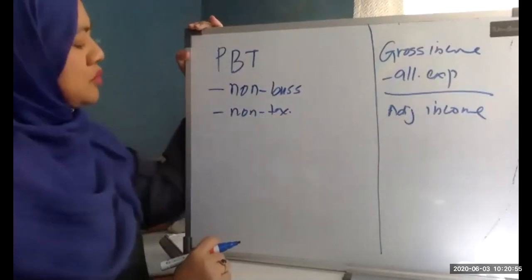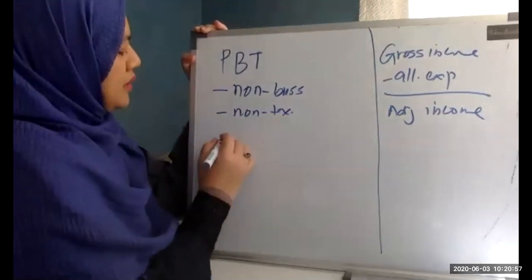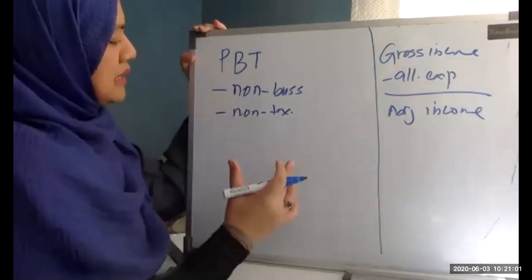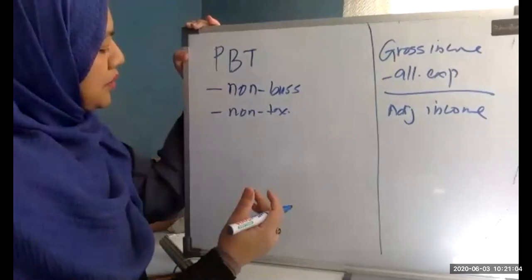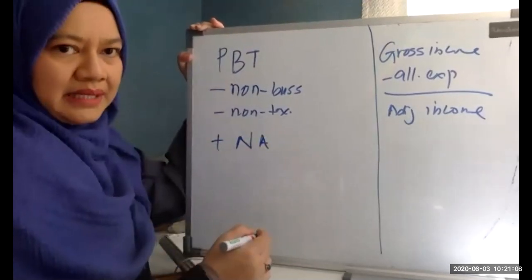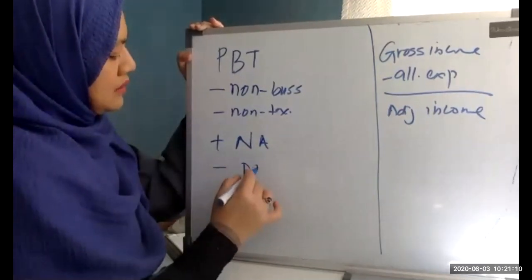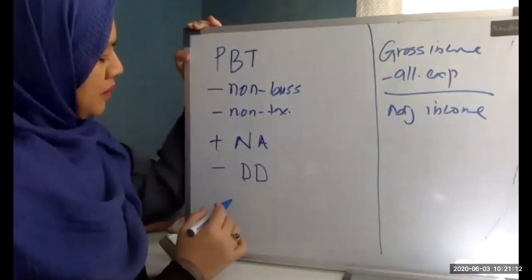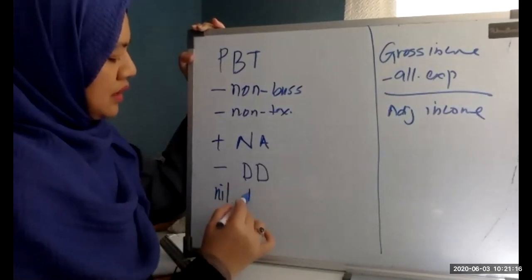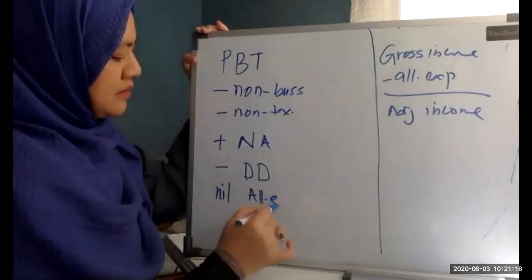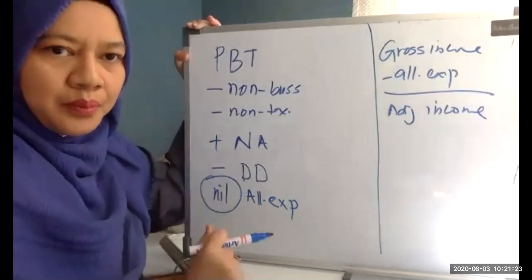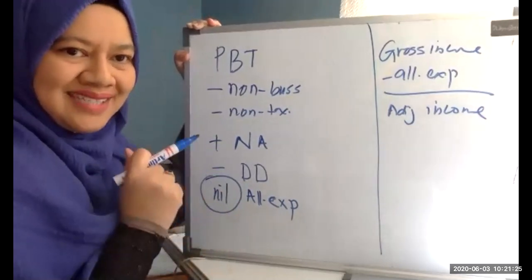Okay. When it comes to expenses, you have to... what else? If it's a business income, it's a nil, right? But talking about expenses, you have to add back your non-allowable expense. You're going to minus your double deduction. By talking about allowable expense, you put a nil for your allowable expense. All right, remember that the term is nil. You must put the nil even though there's no adjustment.